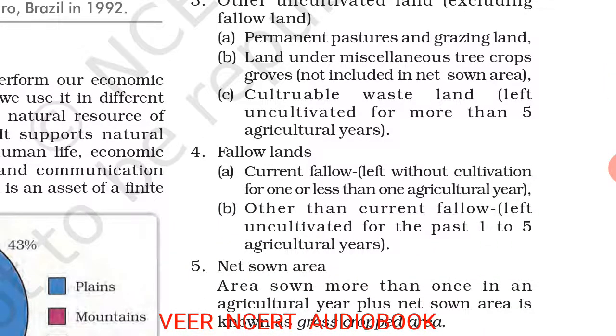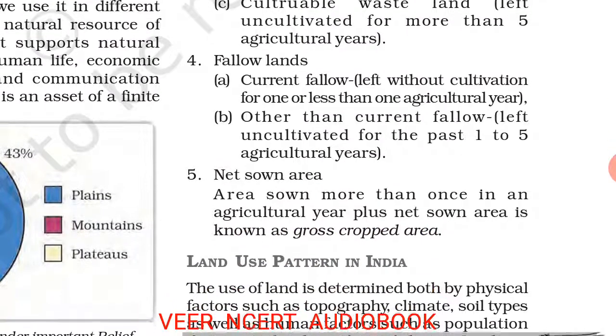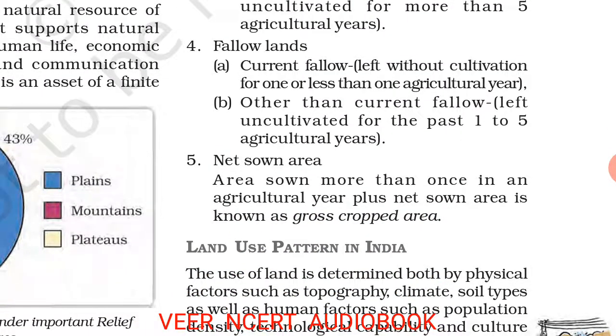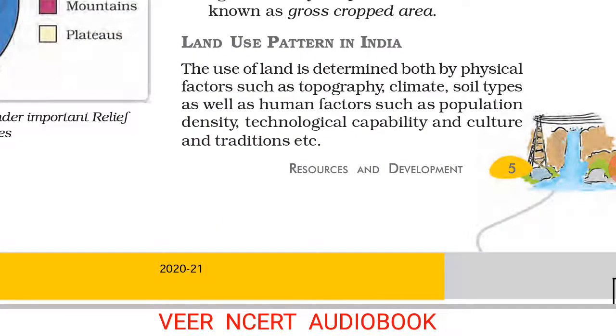Fourth, fallow lands. In that, first, current fallow, that is left without cultivation for one or less than one agricultural year. Second, other than current fallow land, that is left uncultivated for the past 1 to 5 agricultural years. And fifth, net sown area. Area sown more than once in an agricultural year plus net sown area is known as gross cropped area.